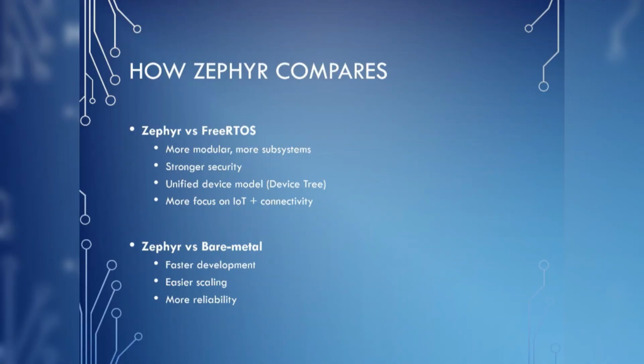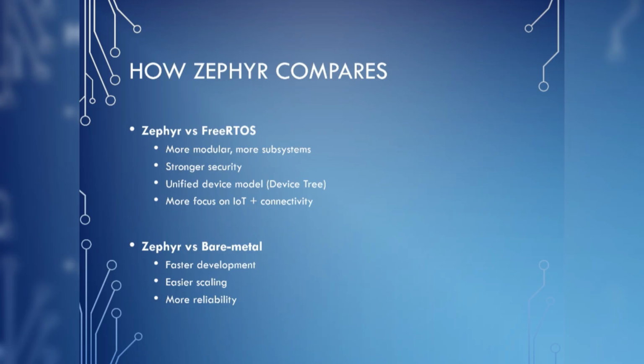Let's compare Zephyr to the popular alternatives. Zephyr versus FreeRTOS. Zephyr is more modular, has stronger security, is more integrated, has more subsystems by default, and uses a unified device model. Also, Zephyr has a more modern configuration system. Zephyr versus bare metal programming. Zephyr significantly speeds up development, improves code organization, and makes applications much more scalable. Overall, Zephyr is closer to a microkernel style operating system but optimized for embedded systems.